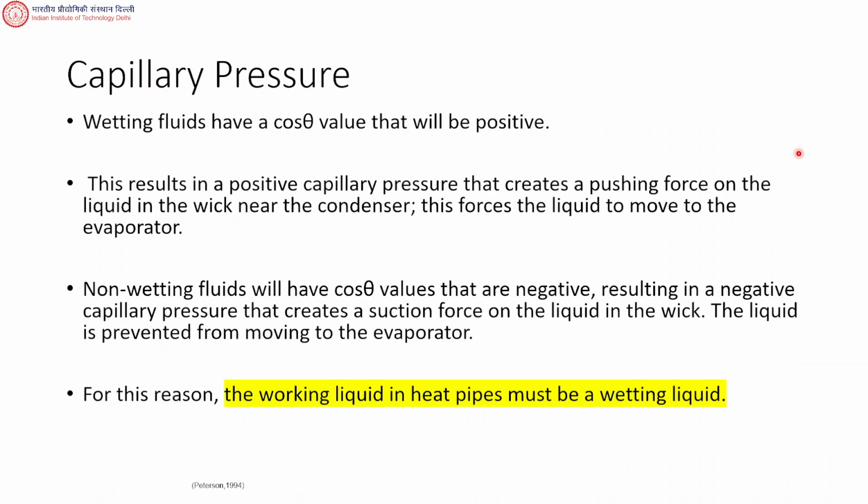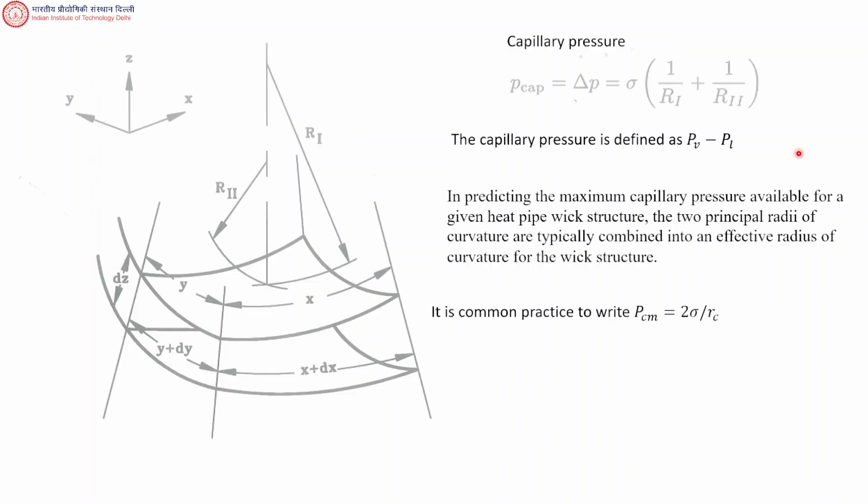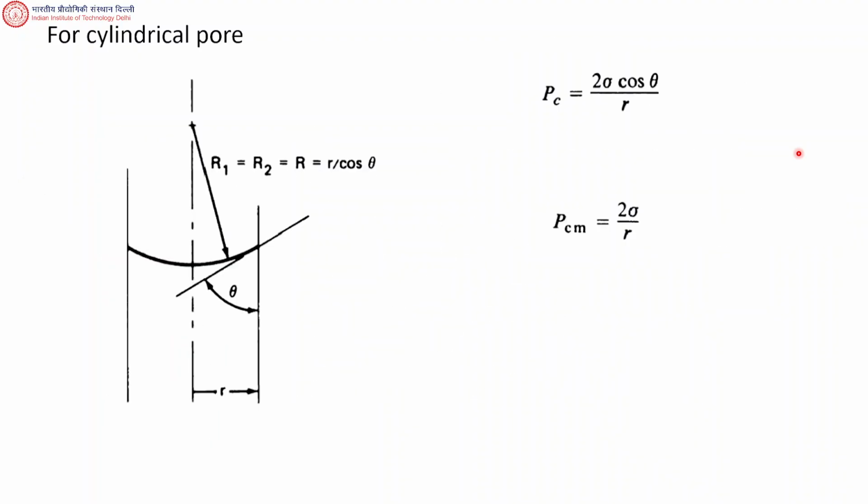And just to illustrate that, think about again the cylindrical pore or a tube. You get R1 equal to R2 equal to R, say, which is small r by cos theta. Now what's this? R1 and R2 are the two principal radii of curvature of the surface. And this quantity, which we are calling capital R, is small r by cos theta.